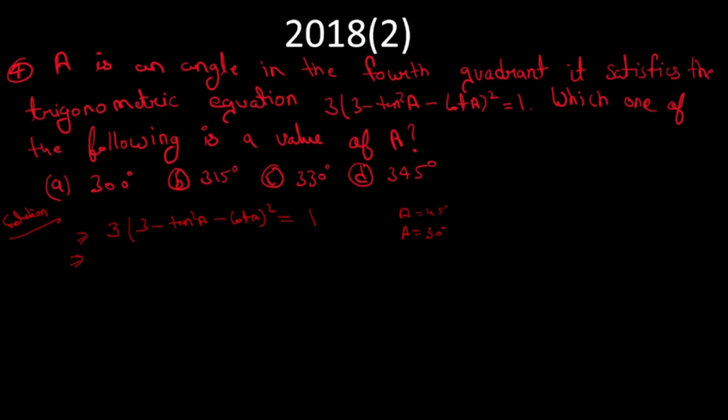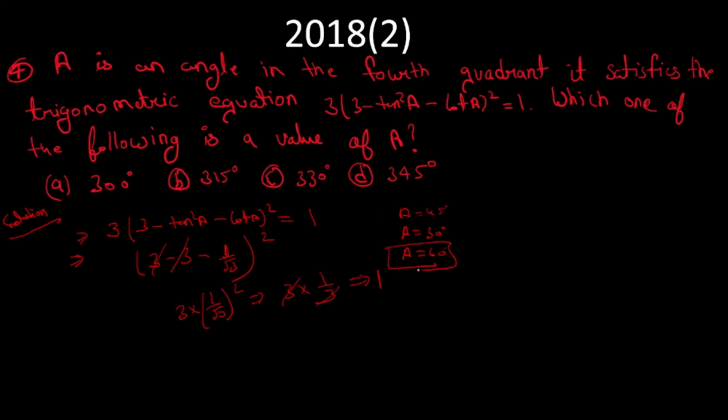So when we put a equal to 60 degrees, what is the tan value? Tan is root 3 at 60. So when we square root 3, we get 3 here, and here we got 1 by root 3 squared, and multiplied with 3. So we get 3 multiplied by 1 by 3, that is 1. So what is the value of a? A is 60, or maybe a multiple of it.